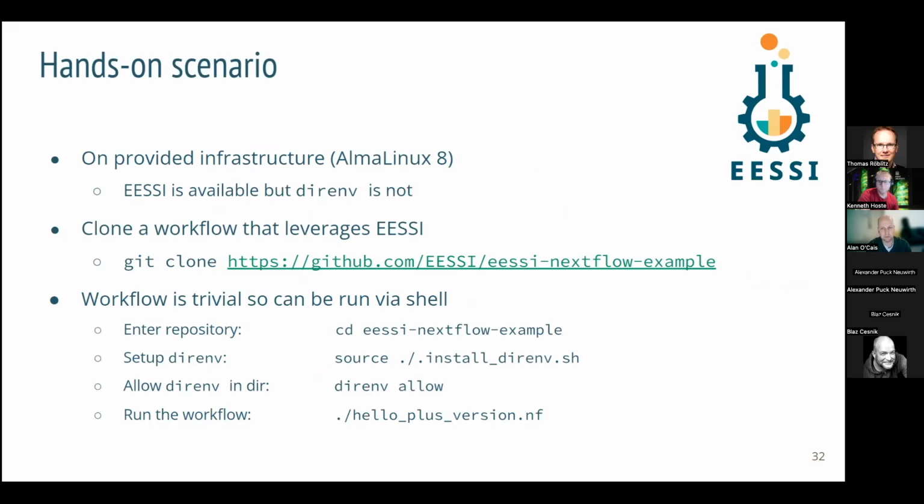You can have a look at it once you've cloned that repository. And what you're going to do is enter the cloned repository and source a particular file, and that's actually going to install direnv for you. Like I said, direnv is not already available on the system, so you'll need to install it. And you need to allow direnv in the directory. We'll see that in a second. So direnv will tell you that it's not allowed to run in a particular directory, and then you need to tell it that it's okay, it can run in that directory. So you need to give it explicit permission to run. And then once you do that, you'll see some output, and then you'll be able to run that workflow straight away.